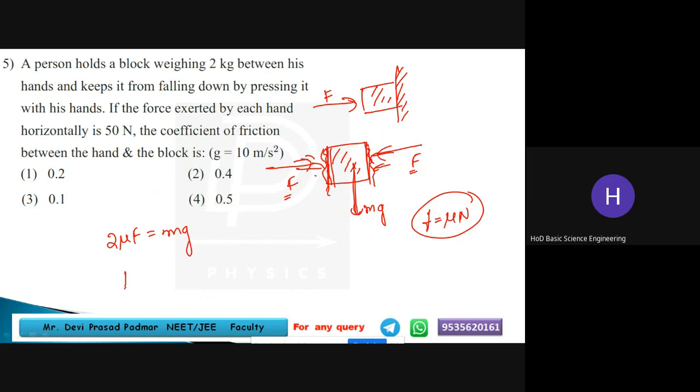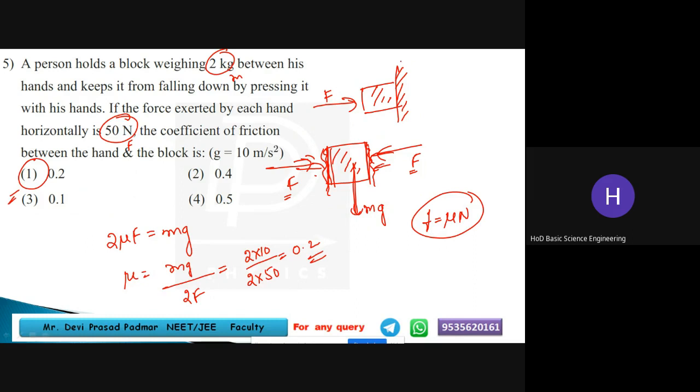So what is our intention? We need mu. So mu is mg divided by 2f. F is given, so just substitute the values. Mass is 2 kg, so 2 into g, taken as 10, divided by 2 into 50. If you simplify, you will get 0.2.